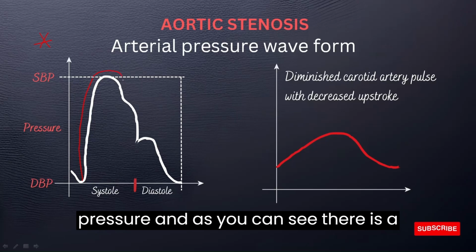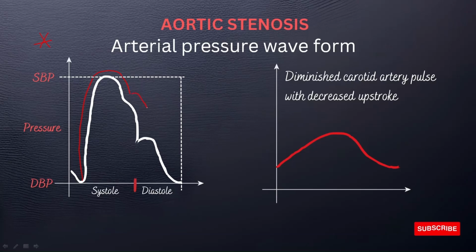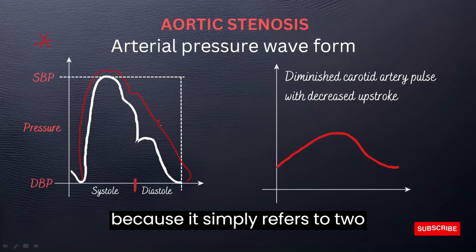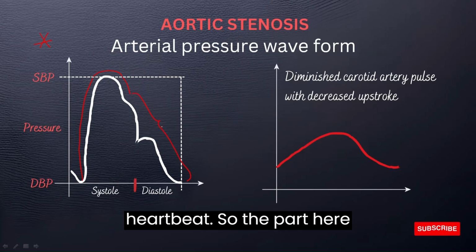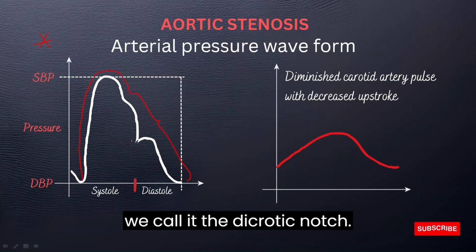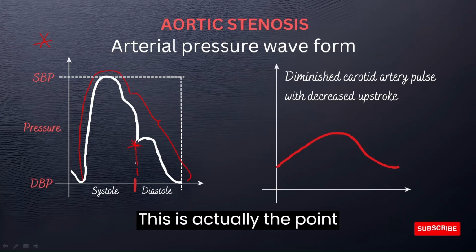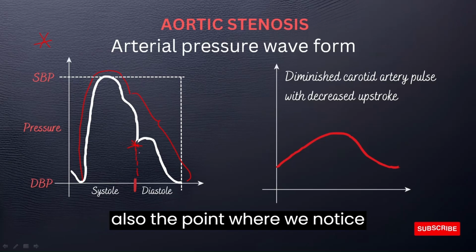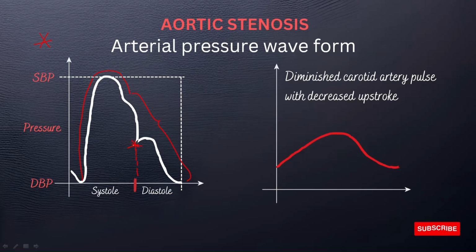And as you can see, there is a decline in the systolic pressure. Now, at this point, you can see that there are two limbs. We call this the dicrotic limb. And it is important because it simply refers to two impulses which are felt for each heartbeat. So the part here, we call it the dicrotic notch, and it marks the beginning of diastole. This is actually the point where the aortic valve closes, and it is also important to understand that it is also the point where we notice the flow of blood into the peripheral circulation.